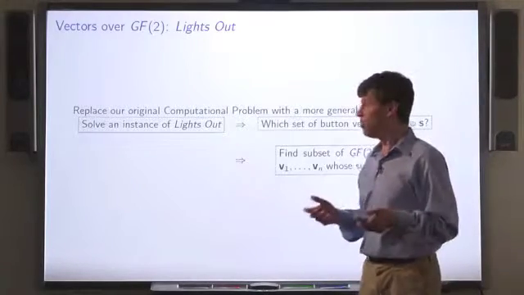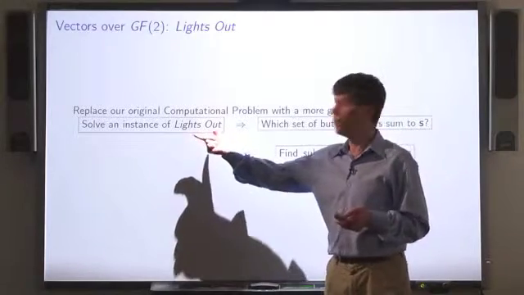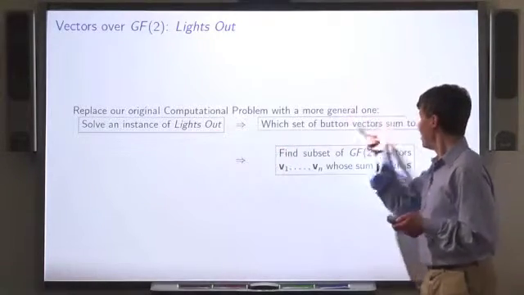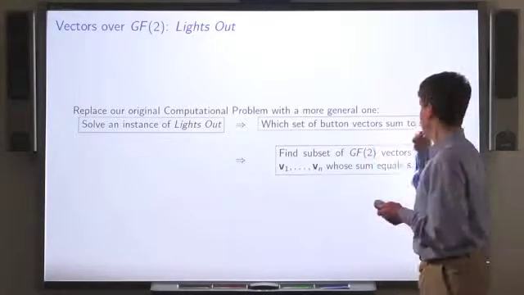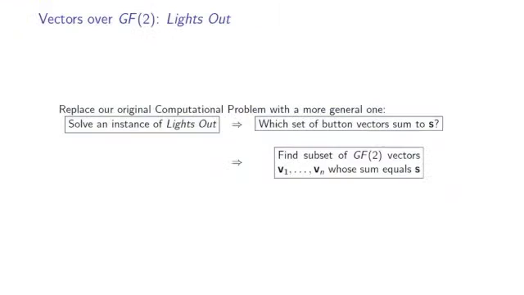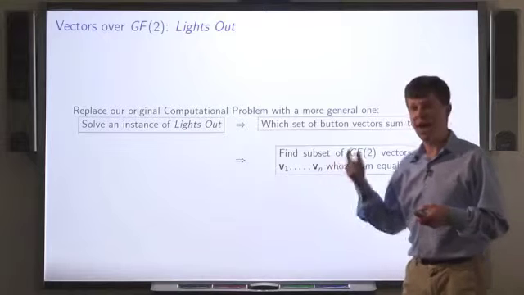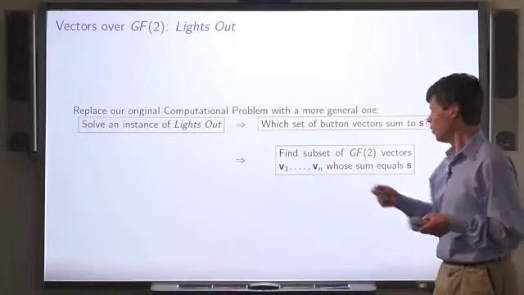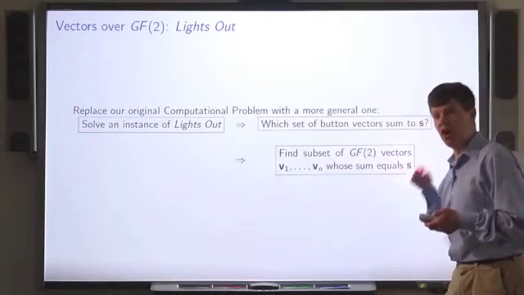Thus, we've reduced the problem of solving an instance of Lights Out to which set of button vectors sum up to the vector representing the initial configuration. A more general version of that problem is, given a bunch of vectors over GF2, find a subset whose sum equals some target vector S.